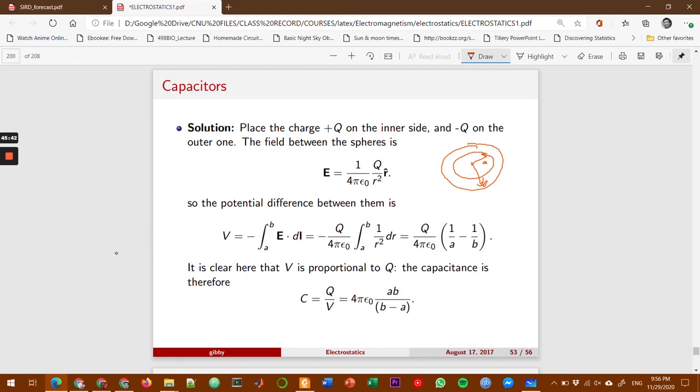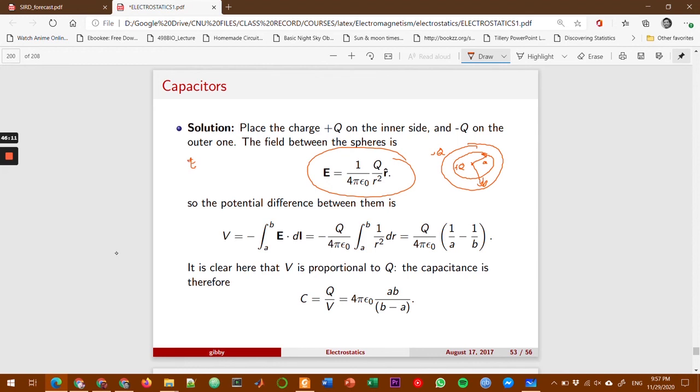In this case, we place the plus Q on the inner side. So this is plus Q ang iyang charge. So posin sila mga conductors, right? But arrange siya sandwich. And this is what we call capacitors. And a negative Q on the outer side. Now the field between the sphere is given by this.